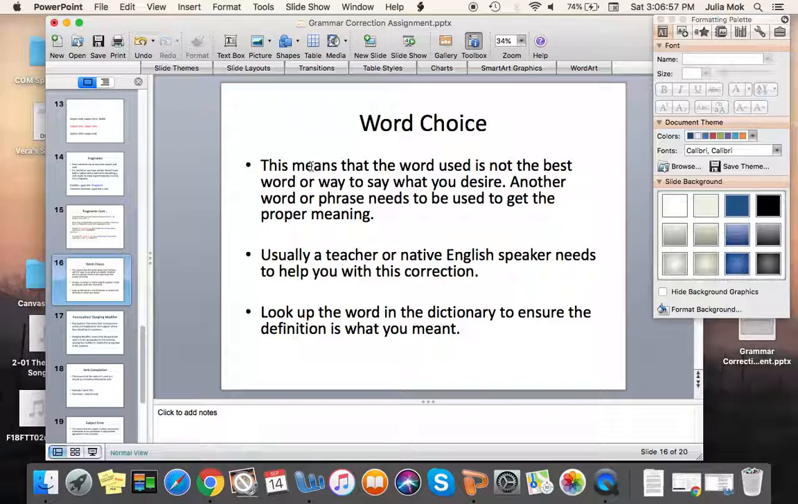It could be that the word you're using is too general, a little too vague, and not specific enough for your situation. But the best way to deal with a word choice error is to ask a native speaker, especially in a language class, ask your instructor. Usually when I mark a word choice error, I might give you a better choice. And so when you're correcting it, you want to talk about why that choice is a better choice.